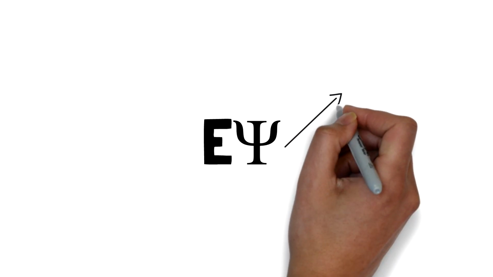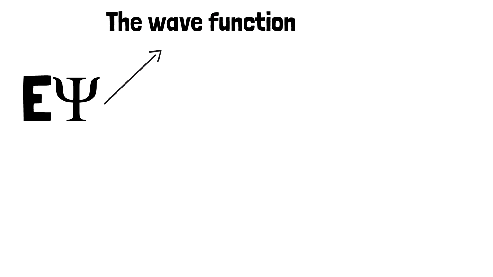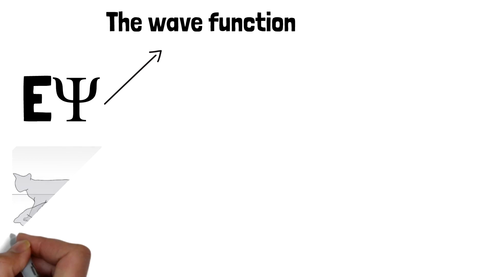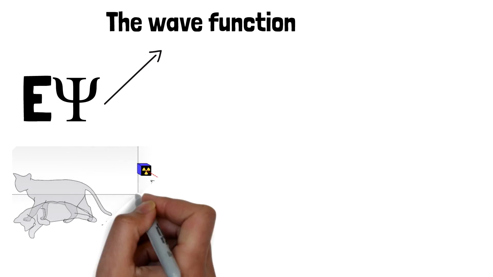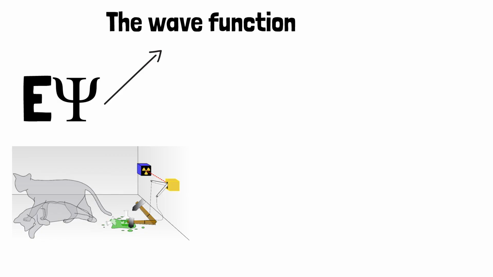Let's take a look at this psi, which is the wave function. However, before we get into it, we need to understand a very important concept. So you might have heard of Schrodinger's cat before, where the cat is in a state of being both alive and dead. Well, particles are basically the same.